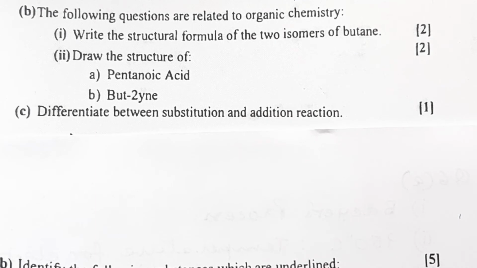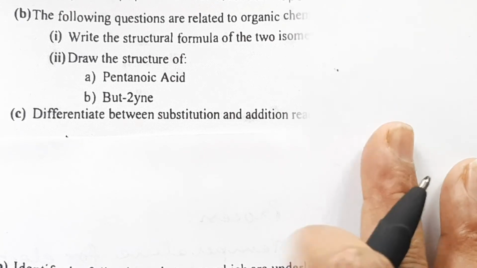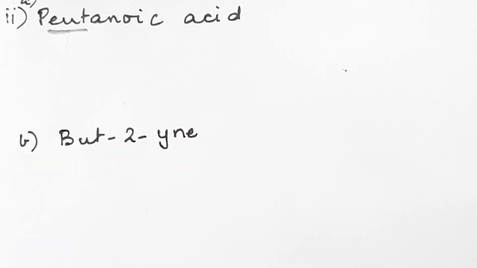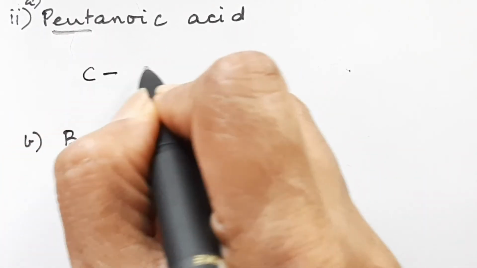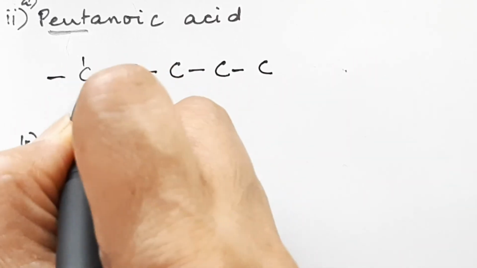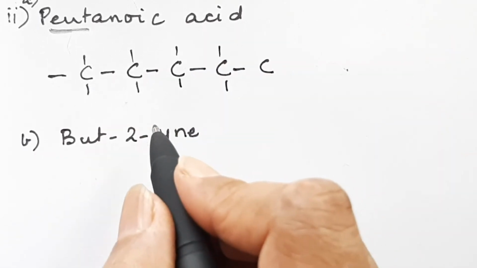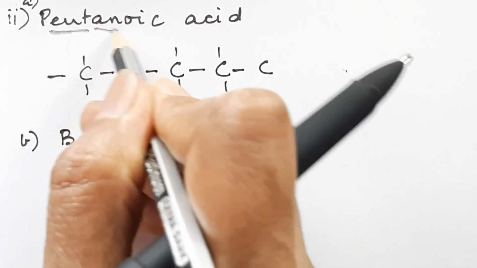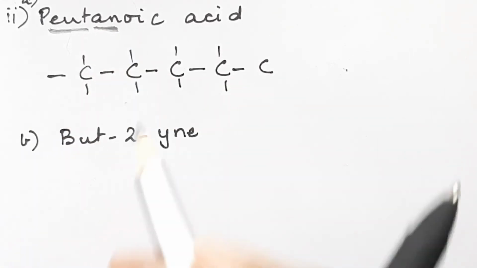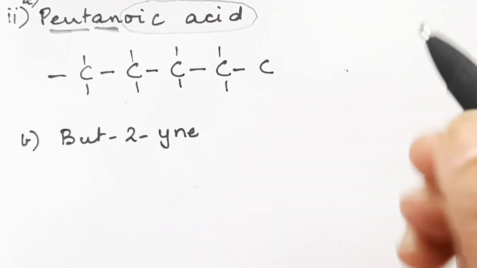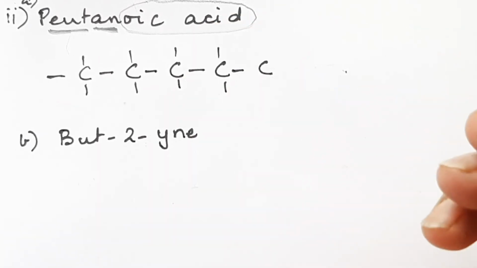The second part says draw the structure of pentanoic acid and but-2-yne. So pentanoic acid, as you can see, this word pent means there are 5 carbons. So we'll write 1, 2, 3, 4, 5. And each carbon must have the 4 valencies. Now here we have shown single bond because it has got ane. That means single bond. Now oic acid, this is the functional group.